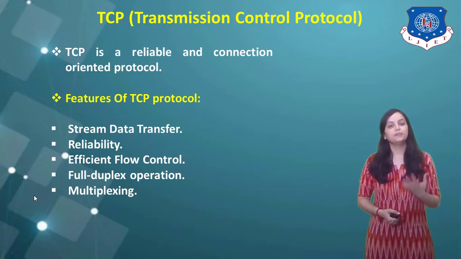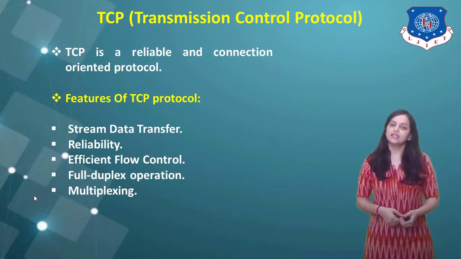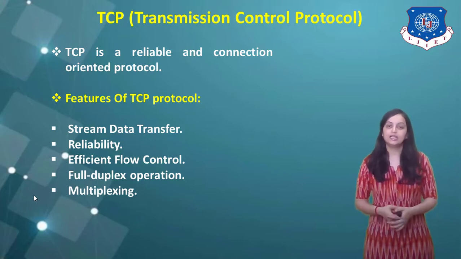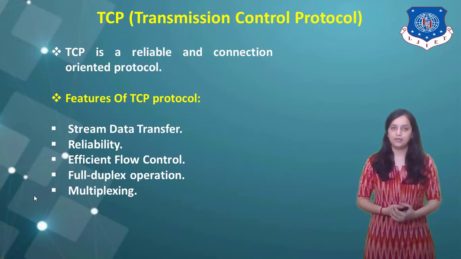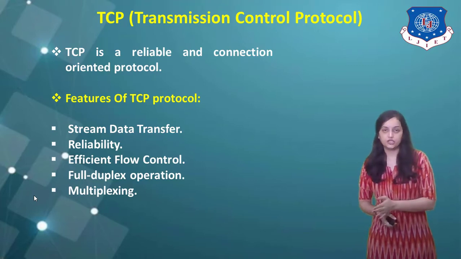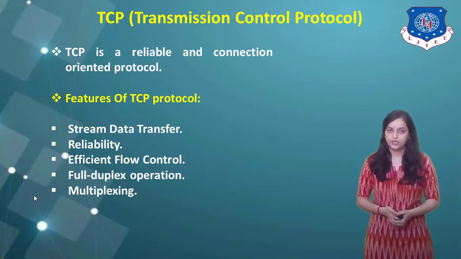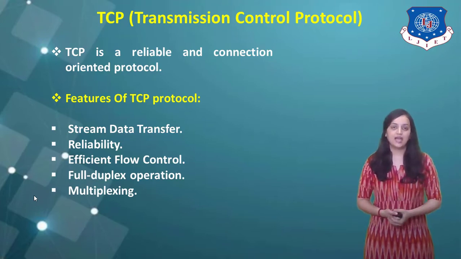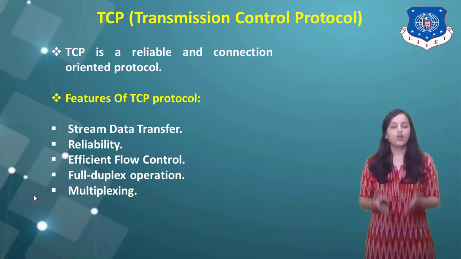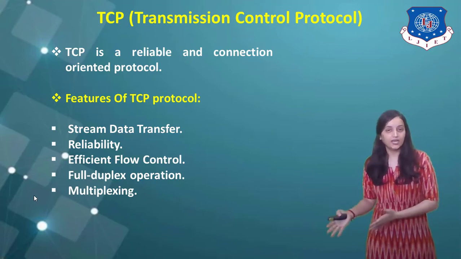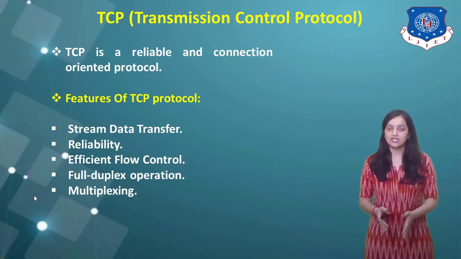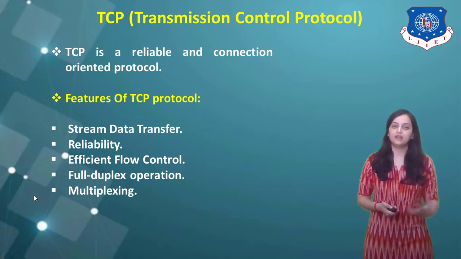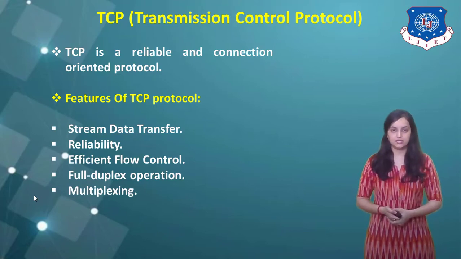First one is stream data transfer. As the name suggests, there is a flow of data or stream of bits that is to be transferred using TCP. TCP provides this using the connection oriented protocol. The next one is reliability. As this protocol transfers the data using a connection oriented protocol, the reliability of this data transfer is higher compared to others. So TCP provides reliable data transfer.